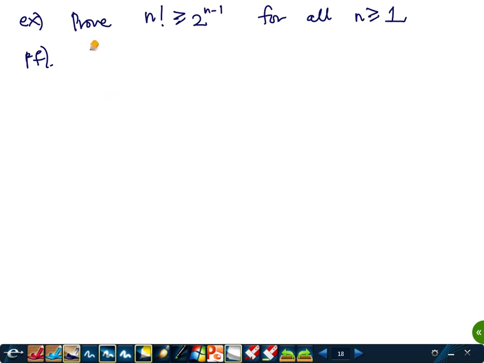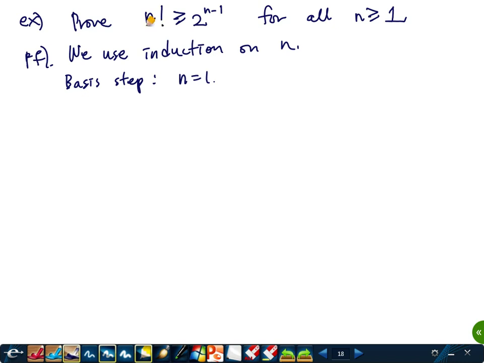Induction. Usually in induction we use, because this is the first time, let me try to write everything in a full sentence. We use induction on n. So, basis step, n equals 1. Let's check if this is true. Is 1 factorial greater than or equal to 2 to the 0? What is 2 to the 0th power? 1. So 1 is greater than or equal to 1. It's true. So we have checked that the basis step is true.